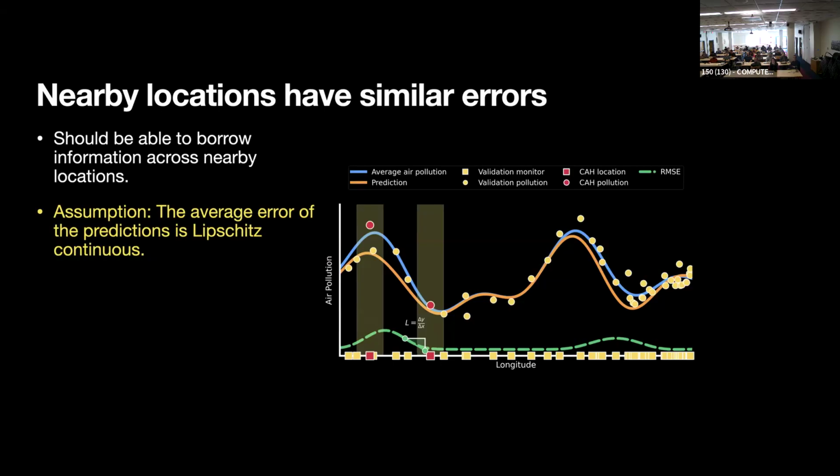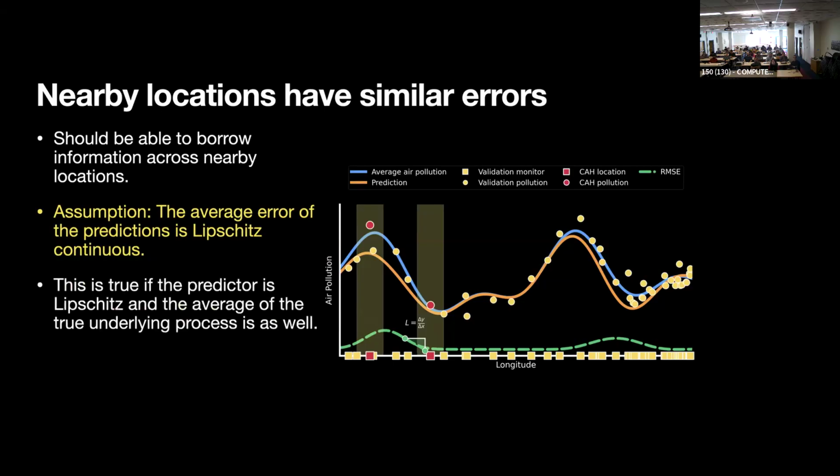I think it's a bit strange to make an assumption on the error of a model versus on the physical processes involved. And so we show that if a true predictor is Lipschitz as a function of space, and the average of a true underlying process is also Lipschitz continuous as a function of space, then the error will be as well, at least for nice enough losses. We want to be able to reason about the data we have and not about some derived quantity. That's the point there.